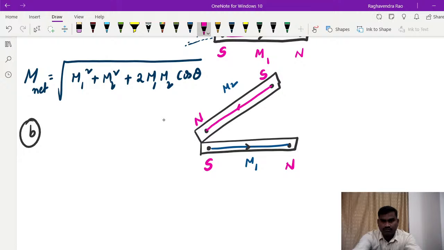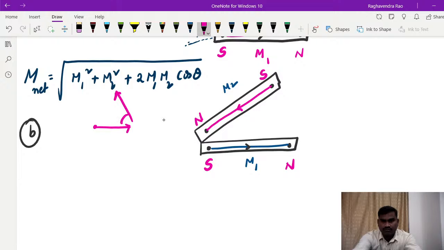South to north. So magnetic moment is a vector quantity. How can we find the angle between two vectors? The angle between two vectors is the angle between the tails of the two vectors. For example, these are the two vectors like this.